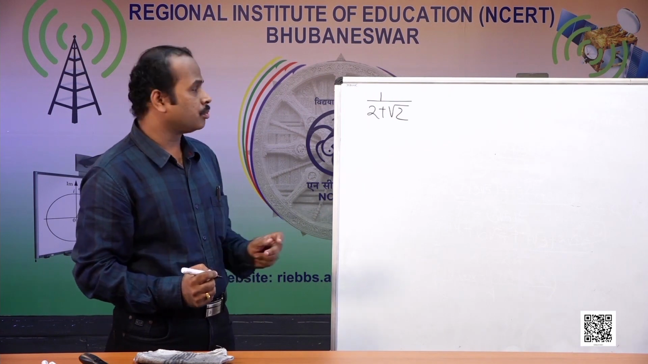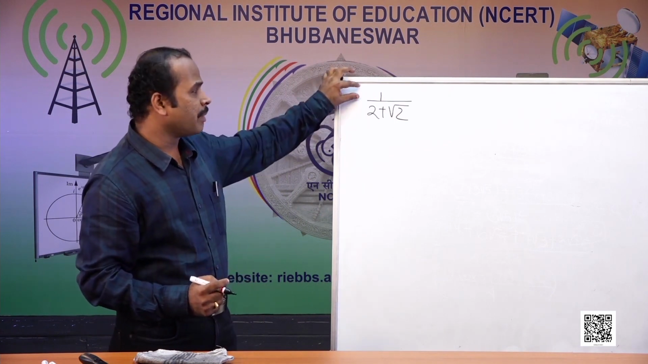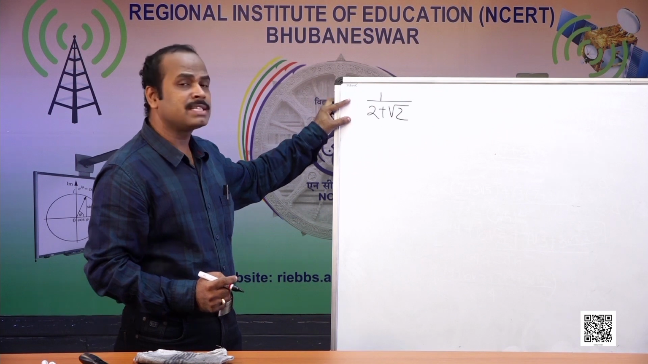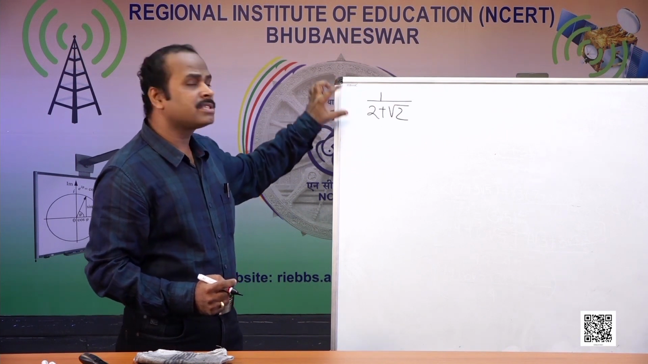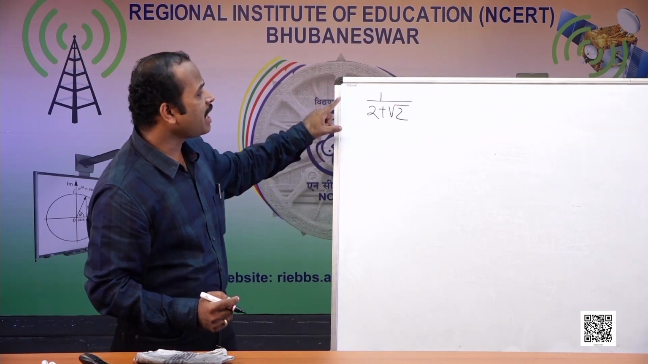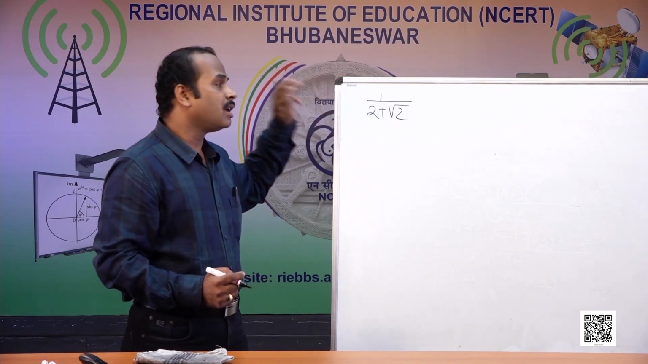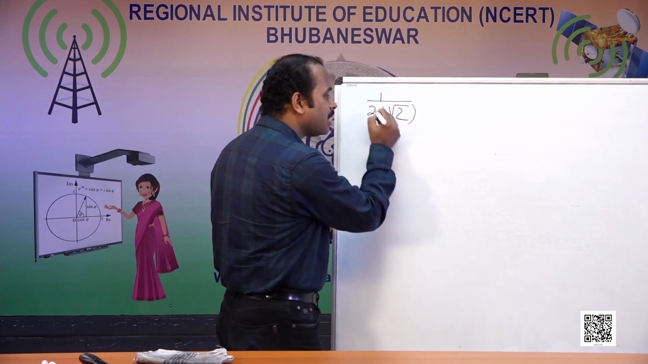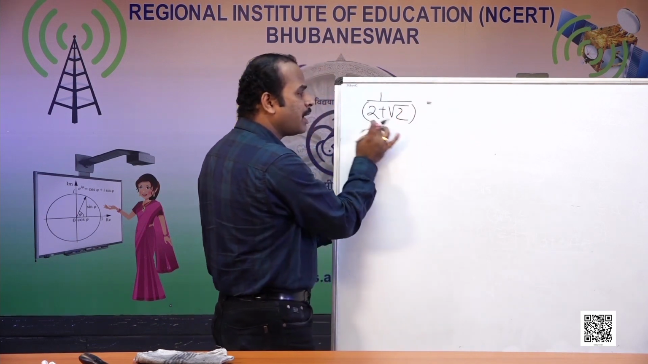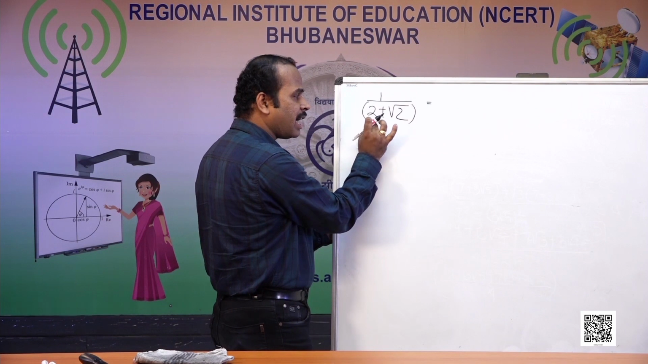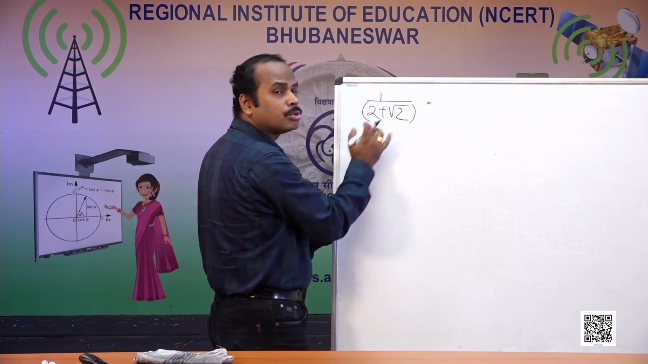So 1 by 2 plus root 2, here the numerator is rational, denominator is irrational. And I want to make this denominator rationalized. So what do I have to multiply with this term so that the denominator will be rationalized? I can see from here the denominator is in the form of a plus b, where a is 2 and b is root 2.